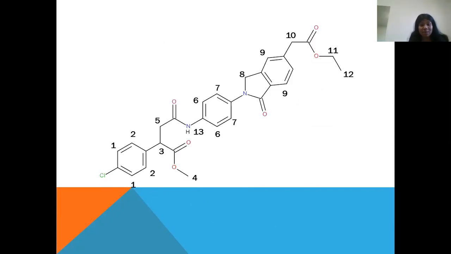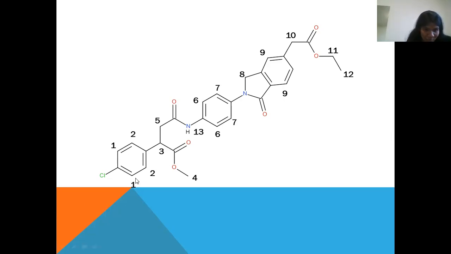Now, this is the most complicated structure. You can see so many rings are fused together. So in practical research, you will get complicated NMR like this. So I have made this complicated structure. You can see there are 13 different types of protons.